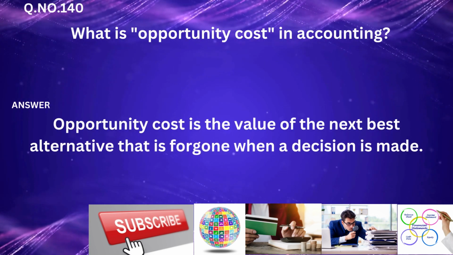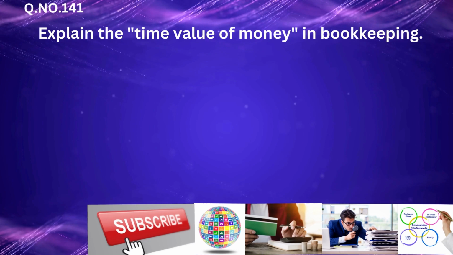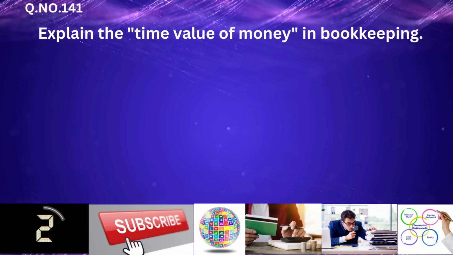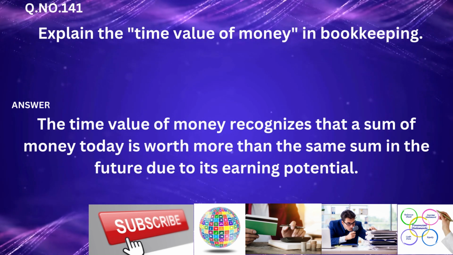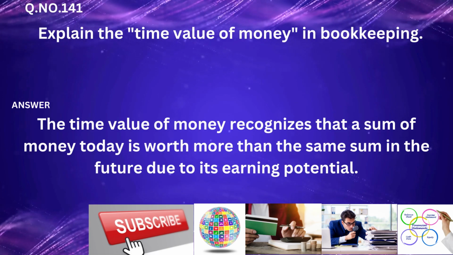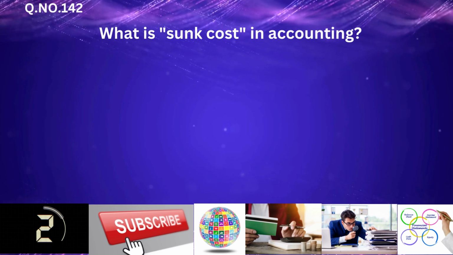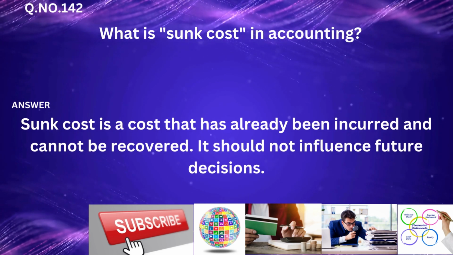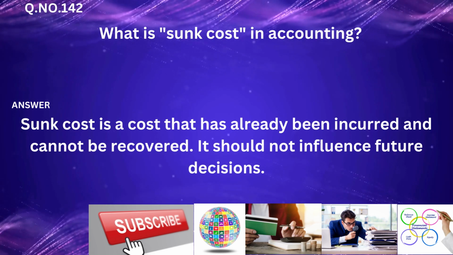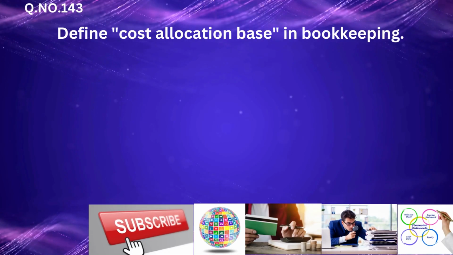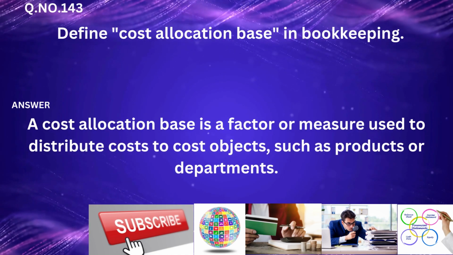Question 147. What is cost allocation method in accounting? Answer: a cost allocation method is a systematic approach used to distribute indirect costs to cost objects. Question 148. Define activity rate in bookkeeping. Answer: an activity rate is the cost per unit of activity used in activity-based costing. Question 149. What is cost driver rate in accounting? Answer: a cost driver rate is the rate at which a cost is applied to cost objects based on the activity level of cost drivers.